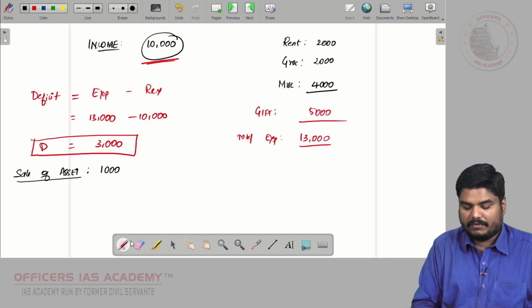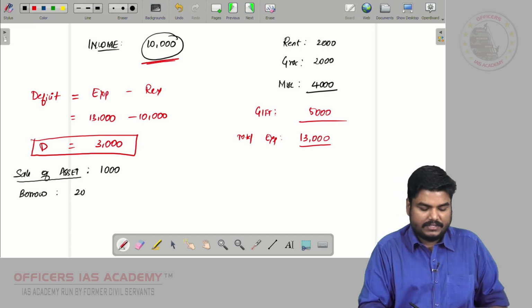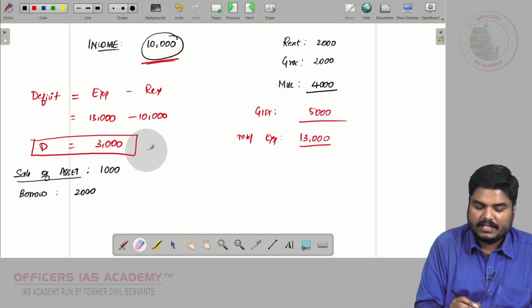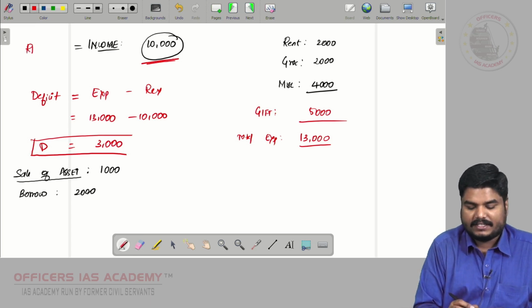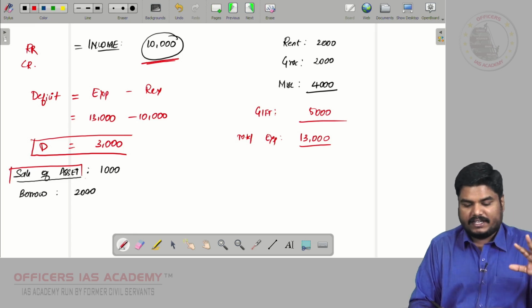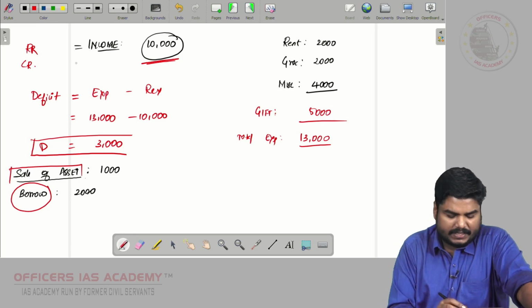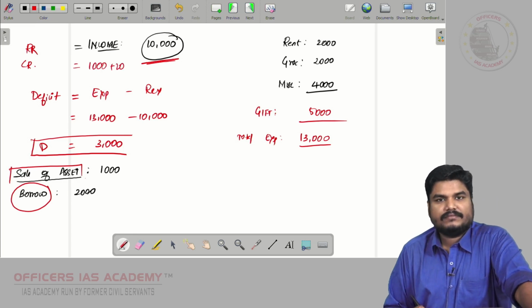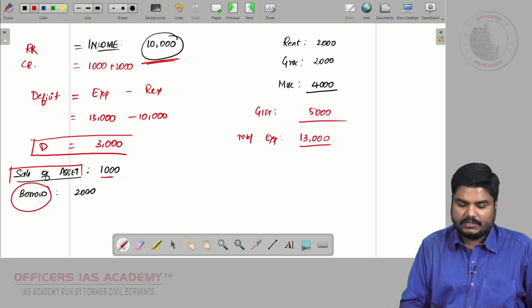Still I have a deficit. So what do I do? I am going to borrow. I have to borrow 2,000 rupees. Only then can I meet the deficit. My income is 10,000. So this income is going to be a revenue receipt. Sale of asset is 1,000, that is a capital receipt. My borrowing is again a capital receipt, as we know. So my capital receipt is going to be 1,000 plus 2,000. By selling my ring, I get 1,000. By borrowing some money, I get 2,000.